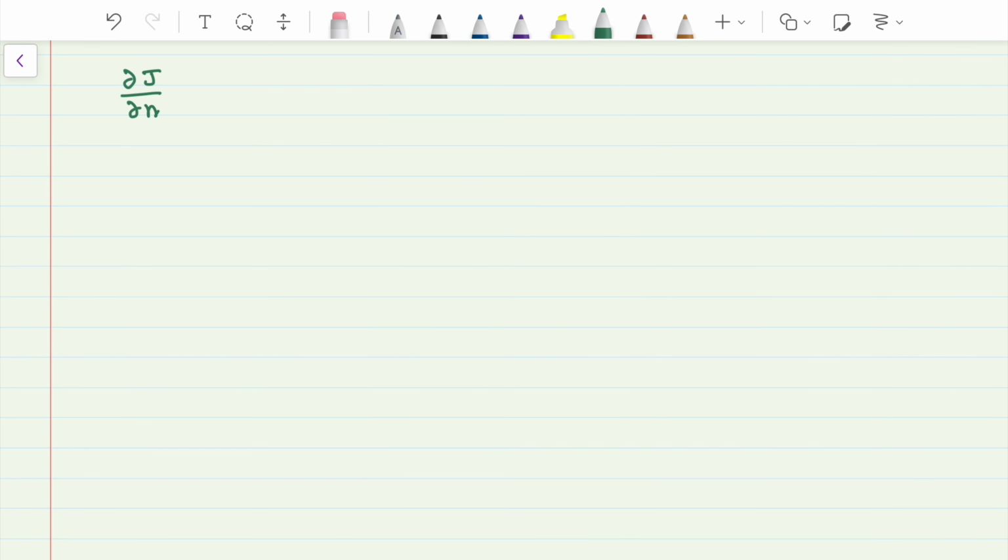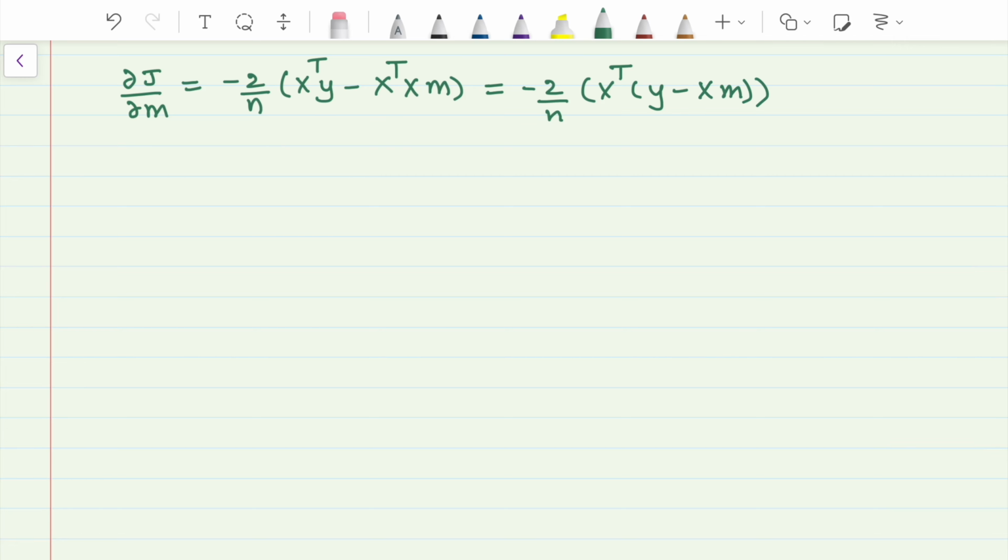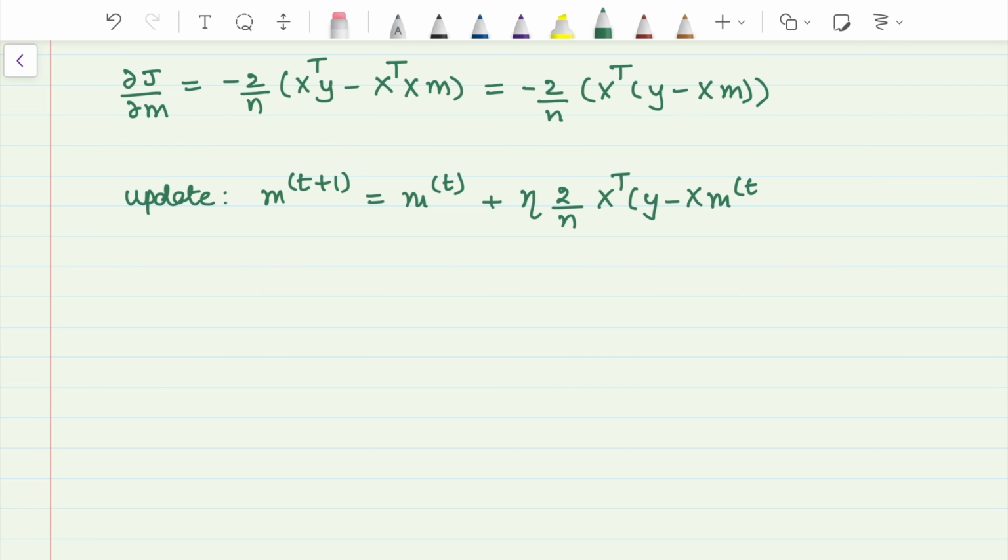As we have already evaluated the gradient of j with respect to m earlier, I am directly putting it down as minus 2 by n times x transpose y minus x transpose x m. This can also be simplified to minus 2 by n times x transpose times y minus x m. So the gradient update would be m at t plus 1 equals m at t plus eta times 2 by n x transpose times y minus x m at t. So this approach works even if x transpose x is singular.